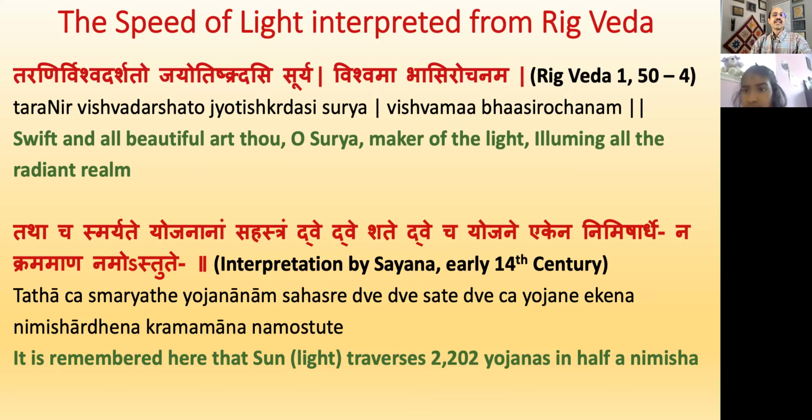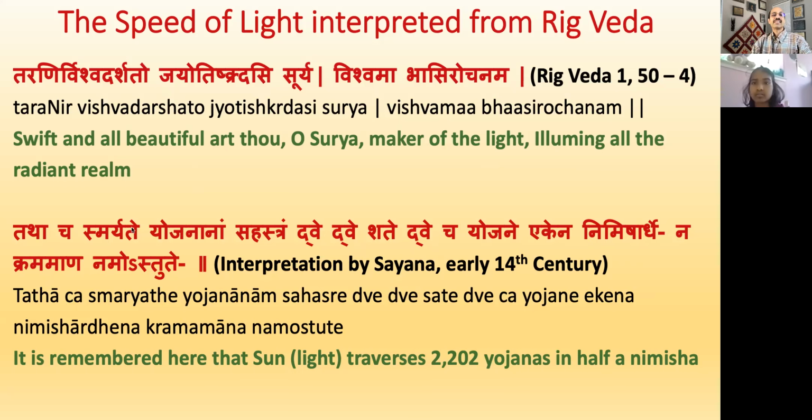Tadhacha smarayate yojananam sahastram dve dve shate dve cha yojane ekena nimishardha kramamana namostute. So this is the interpretation of this verse from the Vedas by Sayana. So what does this mean? He used Sanskrit to interpret the original verse, right? And some other words are again known to us.